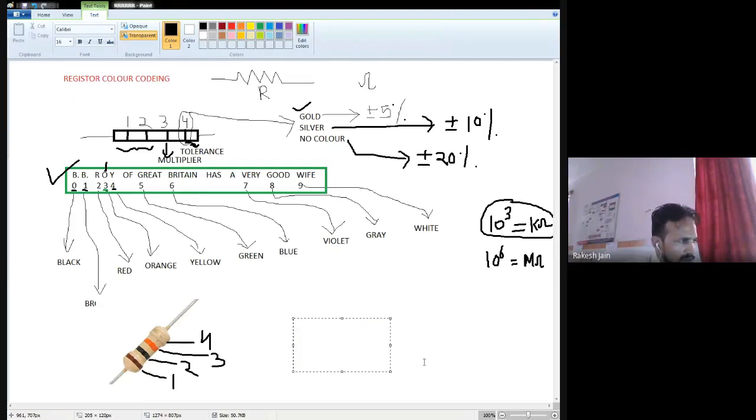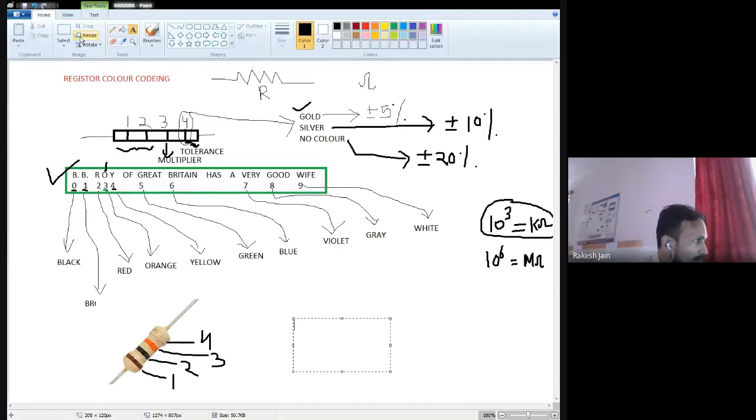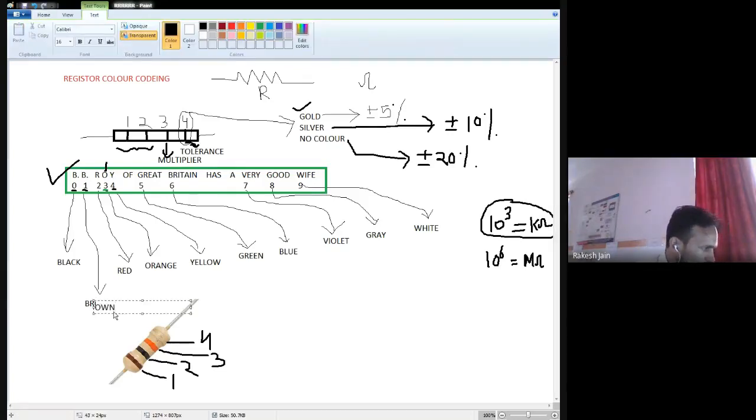First is brown color. So what is the position of brown? From the color coding format in front of you in a green box, you see that brown color. Okay, I just once again write down brown. This one is brown. Okay.